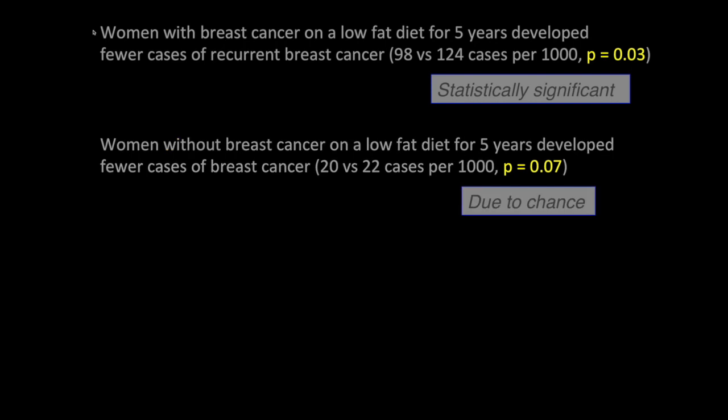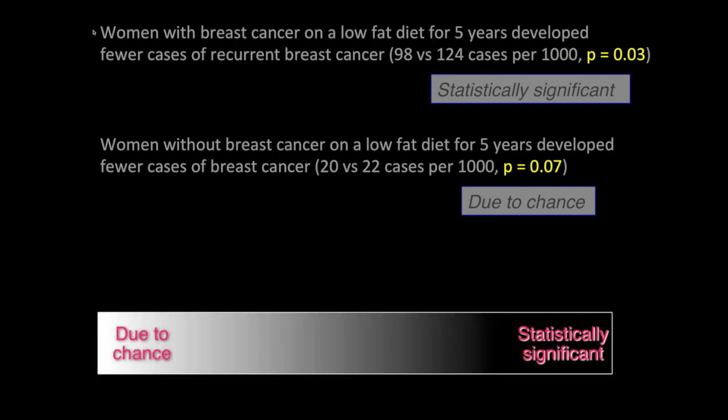Well, you should be a little uncomfortable now. By the way, these are both real studies. Do we really think a low-fat diet is good for women with breast cancer, but not for women without breast cancer? That doesn't sound right, does it? And then look at those p-values. They're not that different. 0.03, 0.07, they're pretty close. And that's the point. There's a spectrum, isn't there, from due to chance to statistically significant.